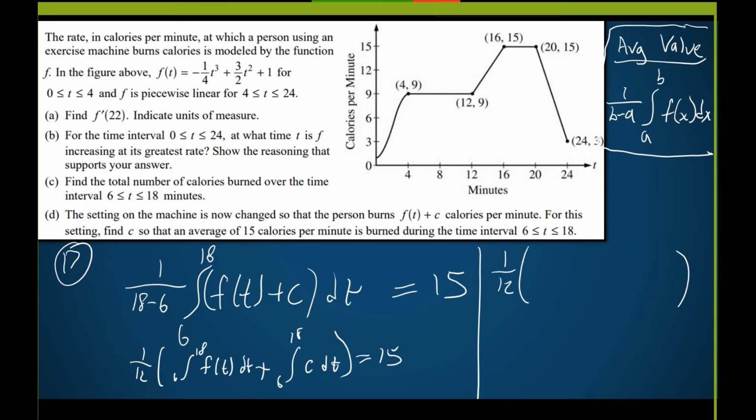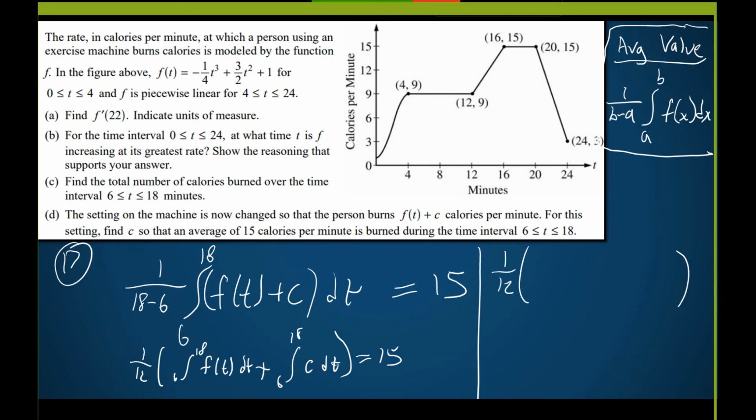I'm sorry, could you repeat? Well, if you integrate c, I'm going to integrate some constant c in terms of time. So what should happen? c squared over 2. Close. C is a constant, not a variable.